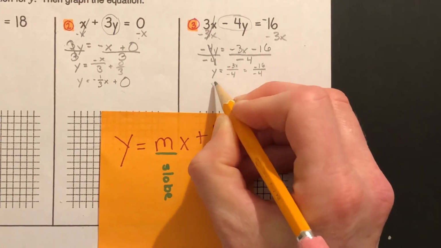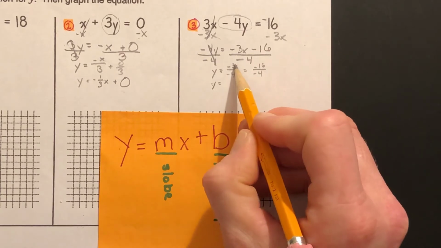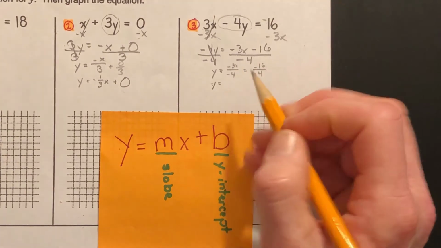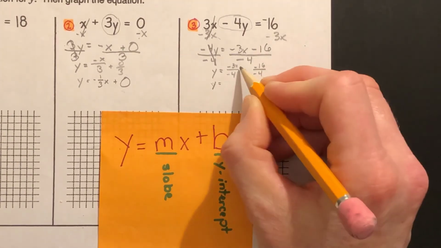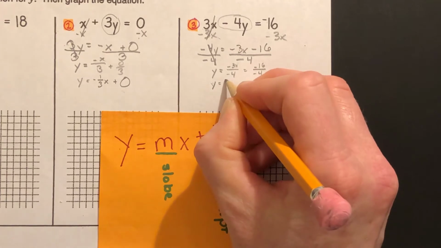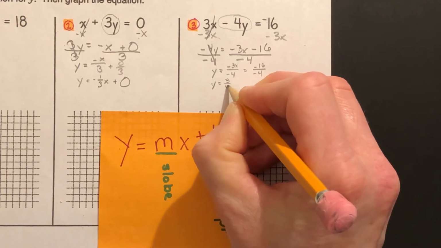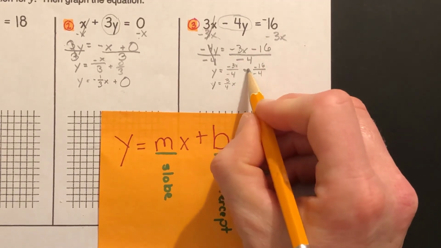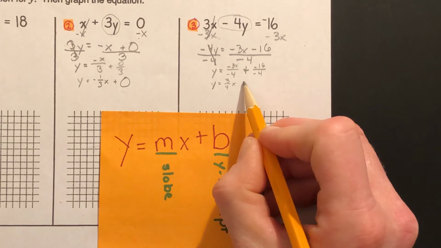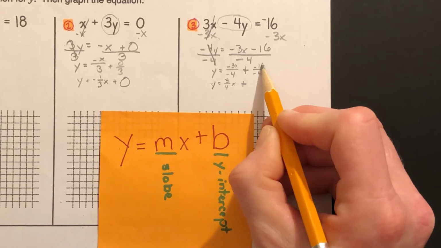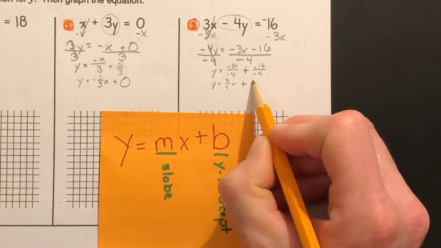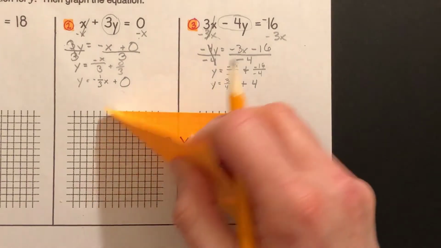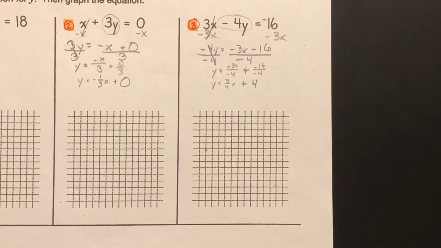Now, let's see what we've got. Y equals, we've got negative 3x over negative 4. So we've got two negatives. A negative divided by a negative is a positive. And we're going to pull that x away from the fraction. So it'll be positive 3/4 x plus negative 16 divided by negative 4 is positive 4. Now that they are in slope-intercept form, we can go ahead and graph them.